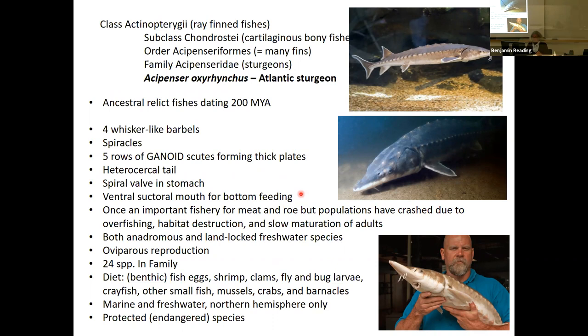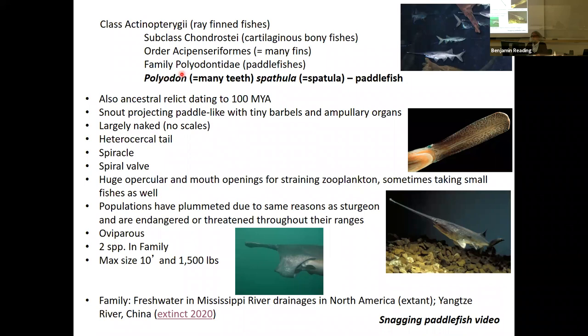Another really interesting group of fishes is family Polyodontidae, the paddlefishes. And I remember this one because Polyodon: poly means many, odon is like dent, dental, teeth, meaning many teeth. Polyodon means many teeth. And spathula, the North American paddlefish, means spatula. So Polyodon spathula is the species.